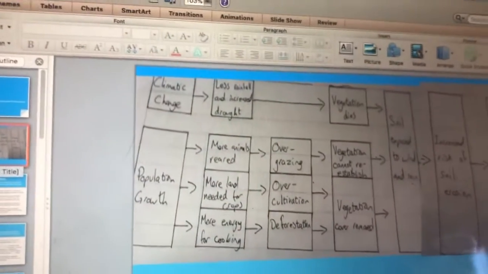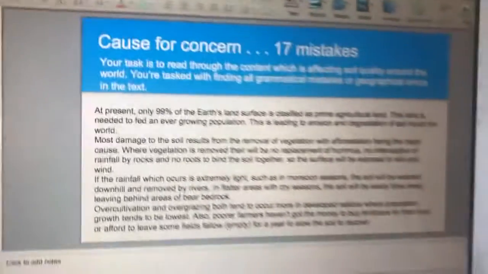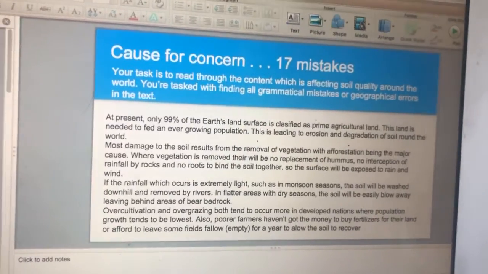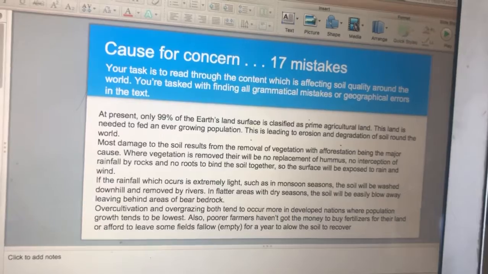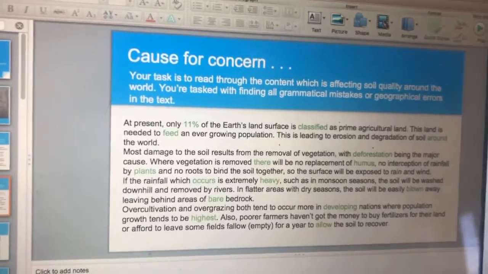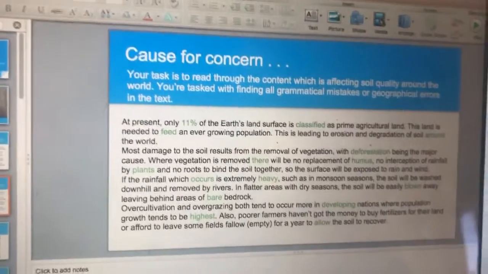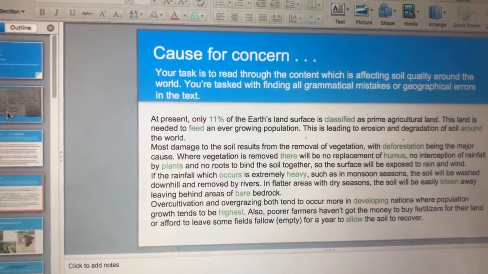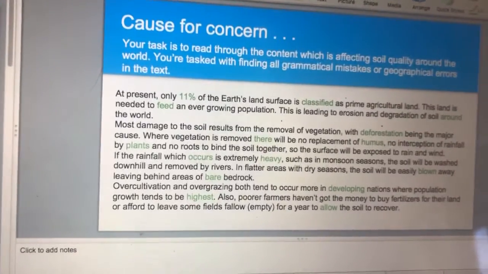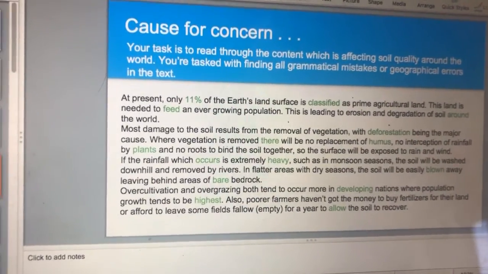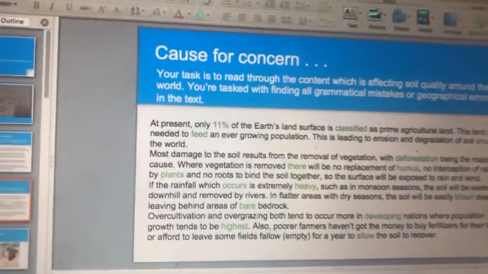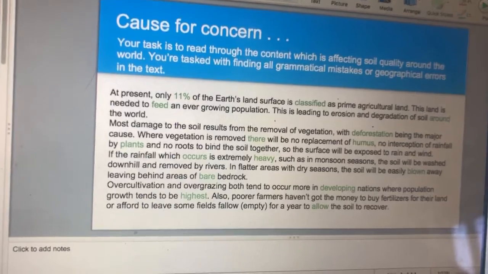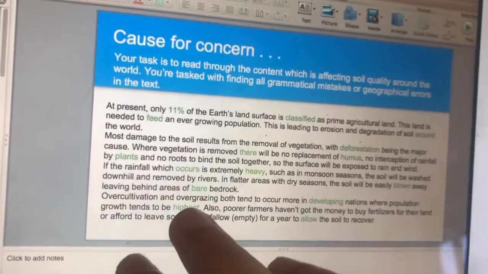Okay, now I'll give you a second, you can pause the video, go through that, and try and spot the 17 mistakes. Obviously, the answers are on the next page, so yes, you can cheat and go across there if you wish, your choice. So, 11% of the Earth's land is actually suitable for prime agriculture, so we could actually grow stuff on it, okay? But then we have a lot of damage from deforestation and overcultivation, which creates these problems.